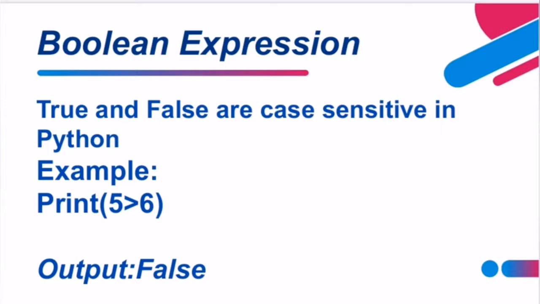So True and False are predefined in Python. It's very important to note that True and False are case sensitive. And greater than in the Boolean expression 5 greater than 6 is a comparison operator. Let us discuss more comparison operators and Boolean expressions in the next example.